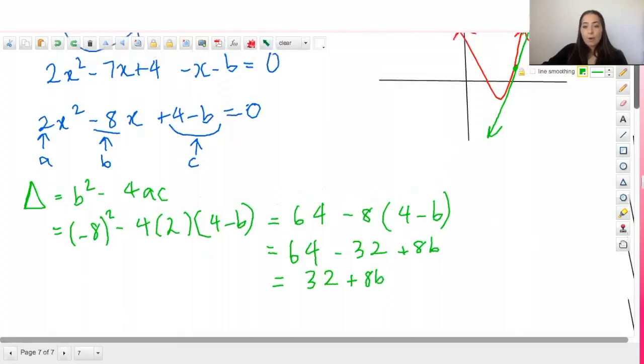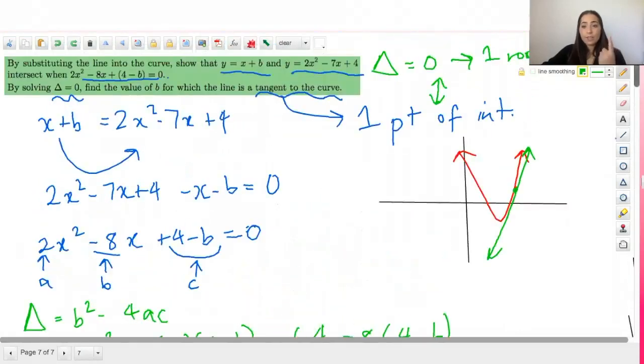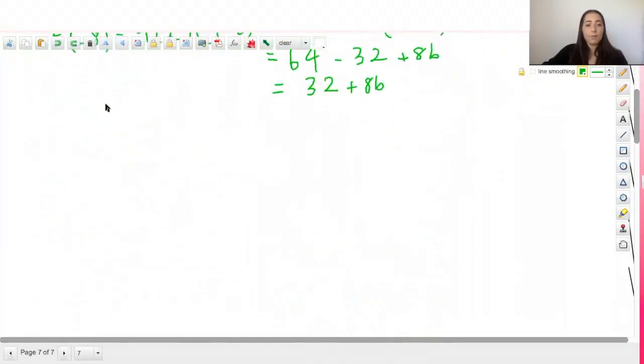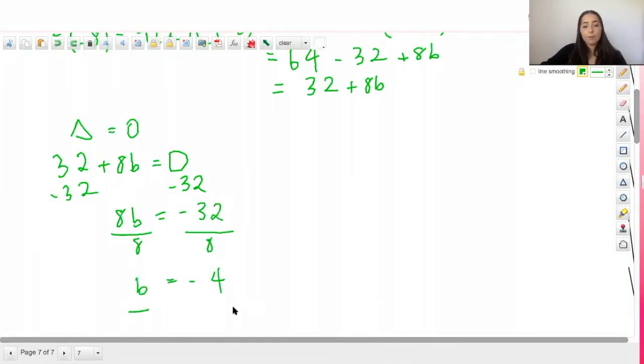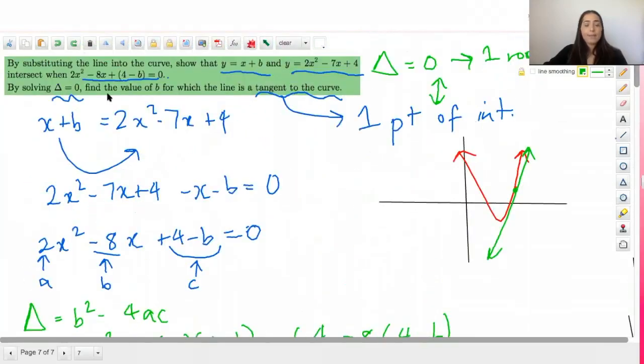Now, because we know that there is only one point of intersection, we can equate this discriminant to 0. So discriminant equals 0. Discriminant is 32 plus 8b equals 0. Now we just solve for b. So I'm going to subtract 32 from both sides. I get 8b equals -32. Divide both sides by 8. I get b equals -4. So now we just found the value of b. So if you go back to here, it says find the value of b for which the line is a tangent to the curve, and that's exactly what we did. We found the value of b.